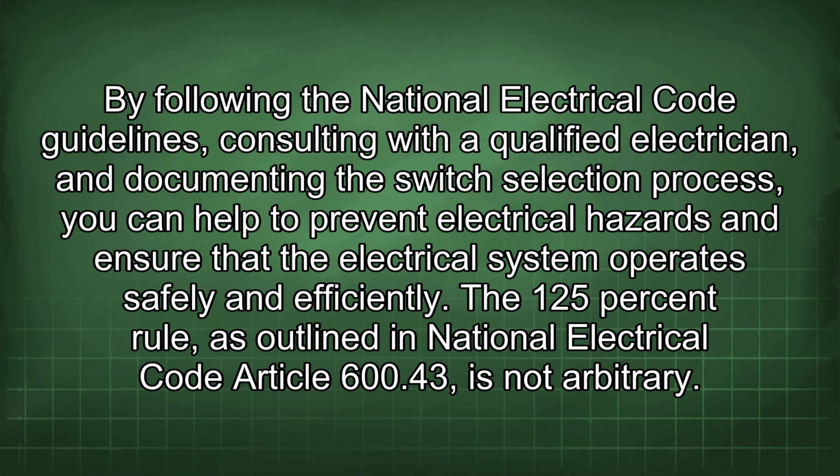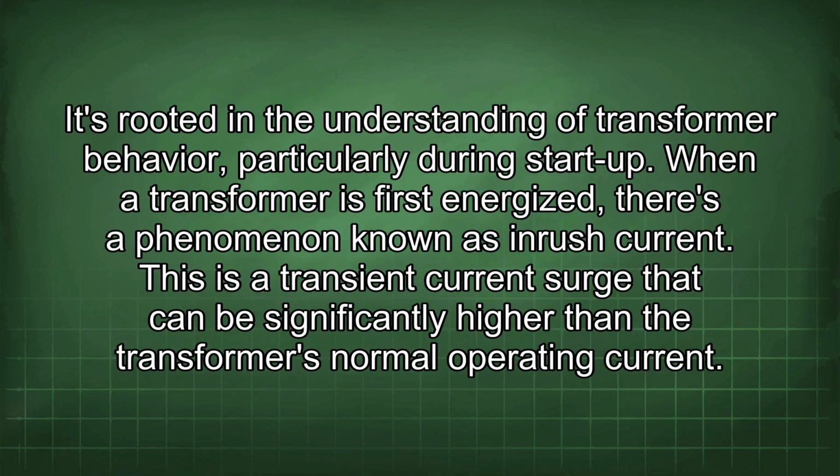The 125% rule, as outlined in National Electrical Code Article 600.43, is not arbitrary. It's rooted in the understanding of transformer behavior, particularly during startup. When a transformer is first energized, there is a phenomenon known as inrush current. This is a transient current surge that can be significantly higher than the transformer's normal operating current.